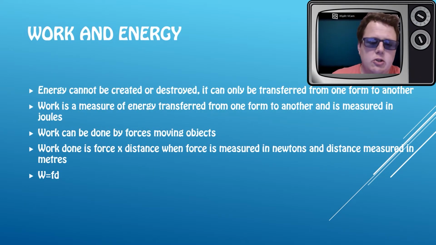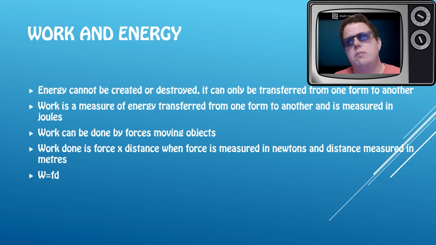Okay, so on to our first bit of content then. Work and energy. The key thing to remember, which you probably have touched on before, is the conservation of energy: we can't create it or destroy it. We only transfer it from one form to another. So what does that mean? It means that in any given system we have a set amount of energy, and we just convert it from one form to another. So whatever energy we start with, we'll have left at the end.